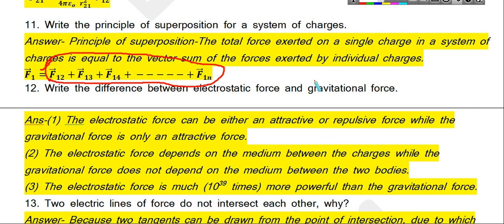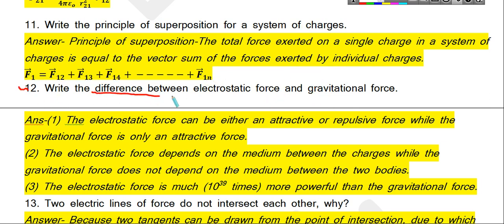This means if there is a charge q1 and here q2, q3, q4, then the force acting on the q1 charge is the vector sum of the force between q1 and q2, the force between q1 and q3, and the force between q1 and q4.